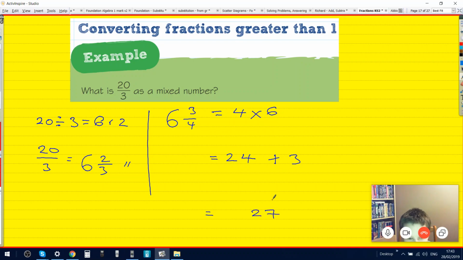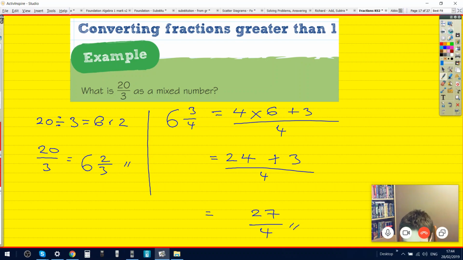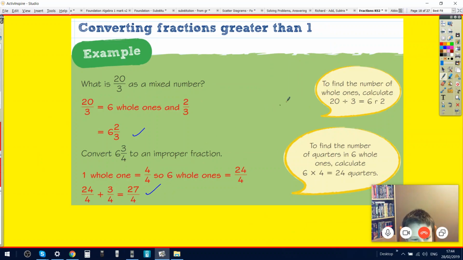Okay. And they want it as an improper fraction. So what goes on the bottom? 27 over 20. No. What was the denominator in the question? Oh no, 27 over 4. Yes. There we go. Any questions about that? No, I don't have one. Okay, 27 over 4.